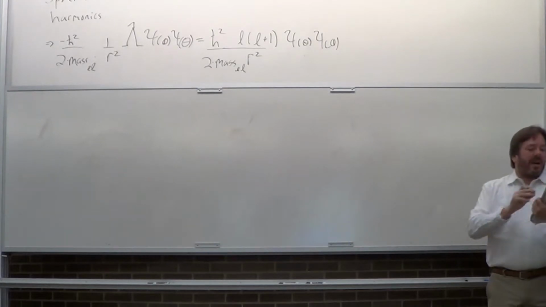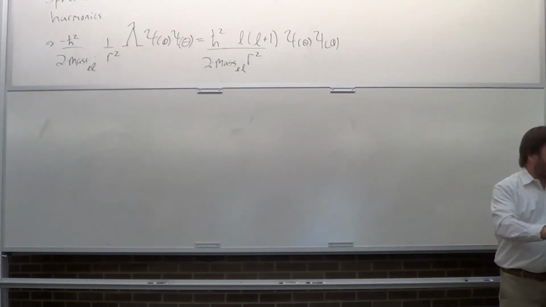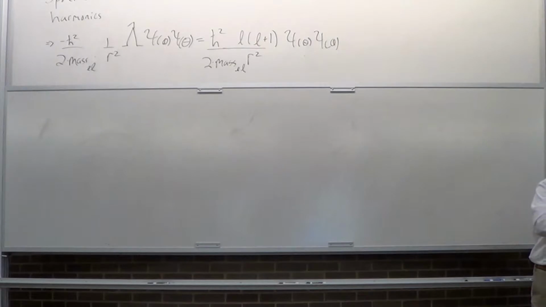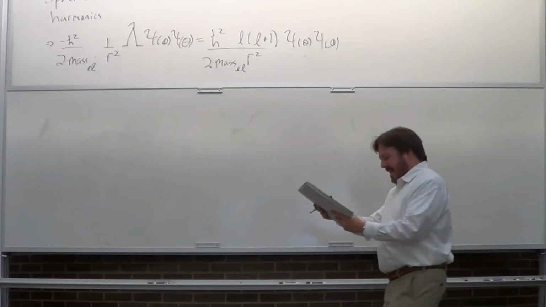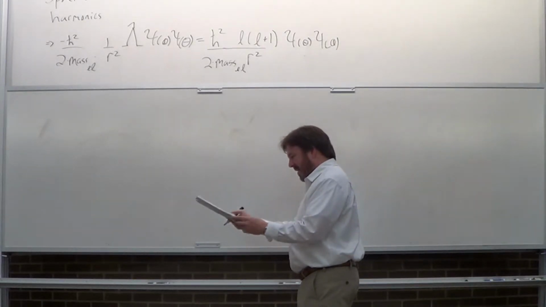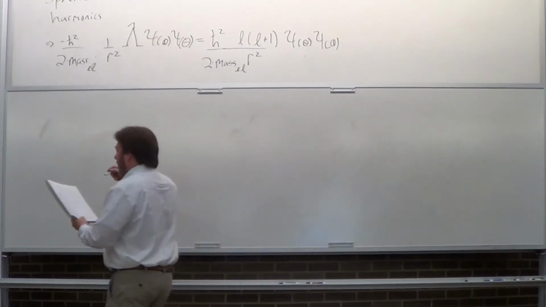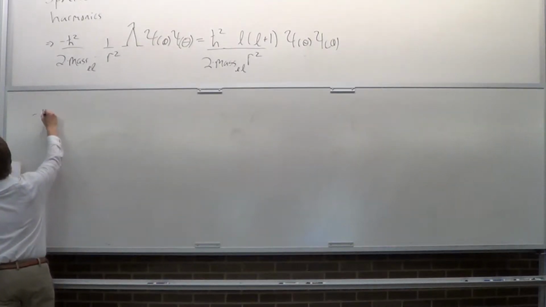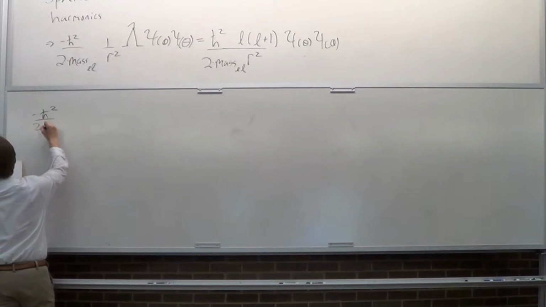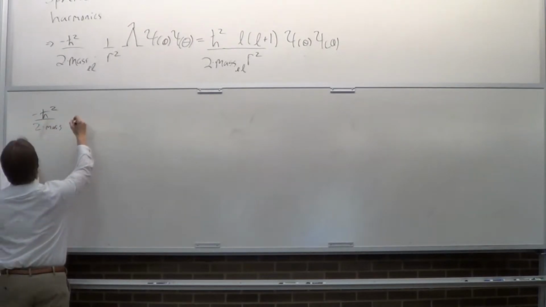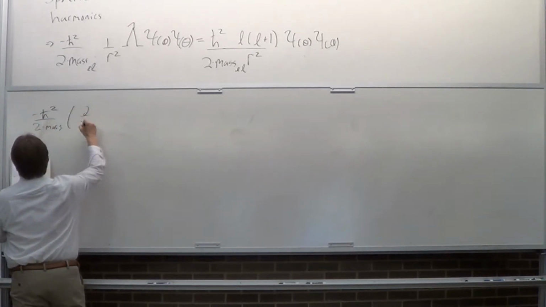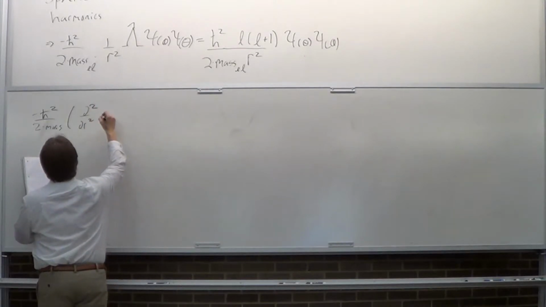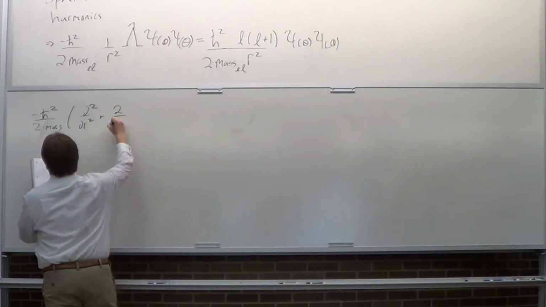Now, I told you that the Schrodinger equation is a big fat lie. Let me tell you how that works. Okay, so what do I want to do here? Okay, so we do h bar squared over 2 times the mass, d r squared.